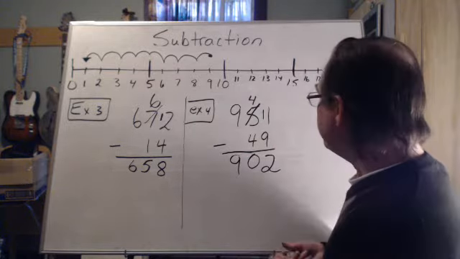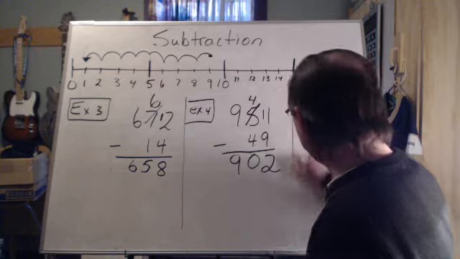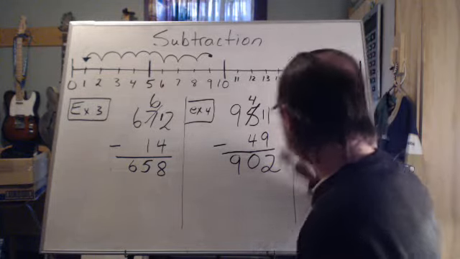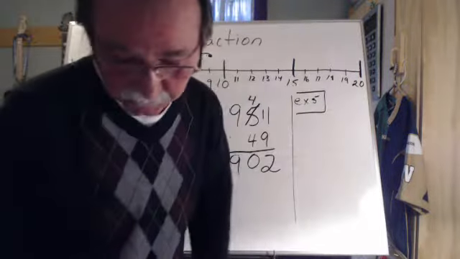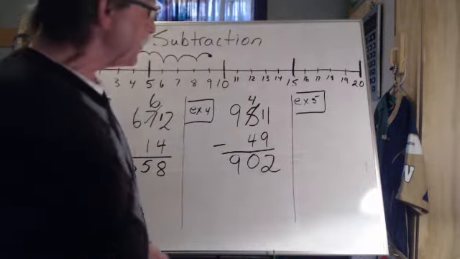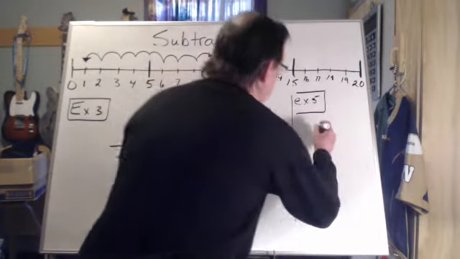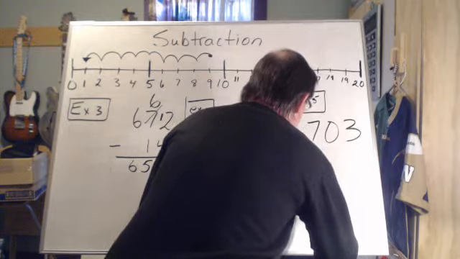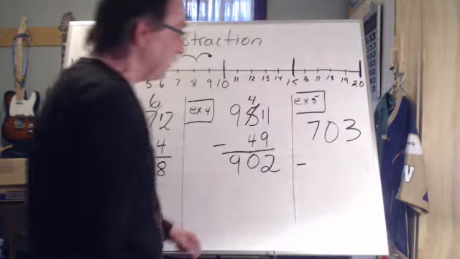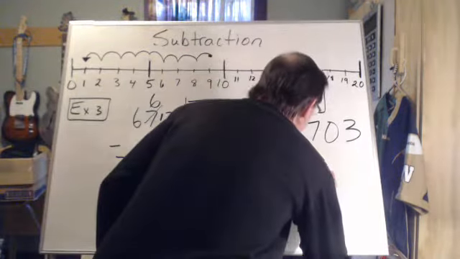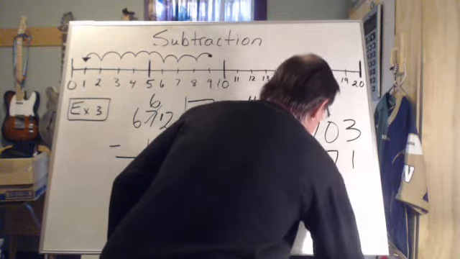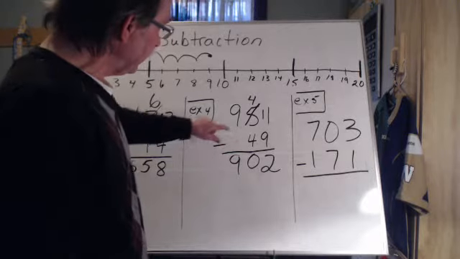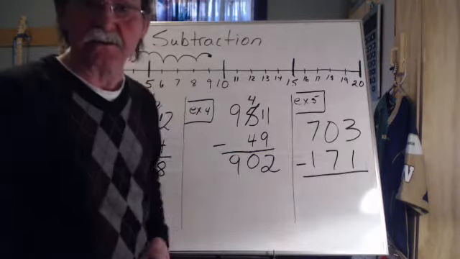One last one. Example 5. And it looks like so. 703 minus 71. So 7 subtract... You know what? I'm going to change this to 171, just because I don't want you to fall into a trap thinking that all the questions are the same.